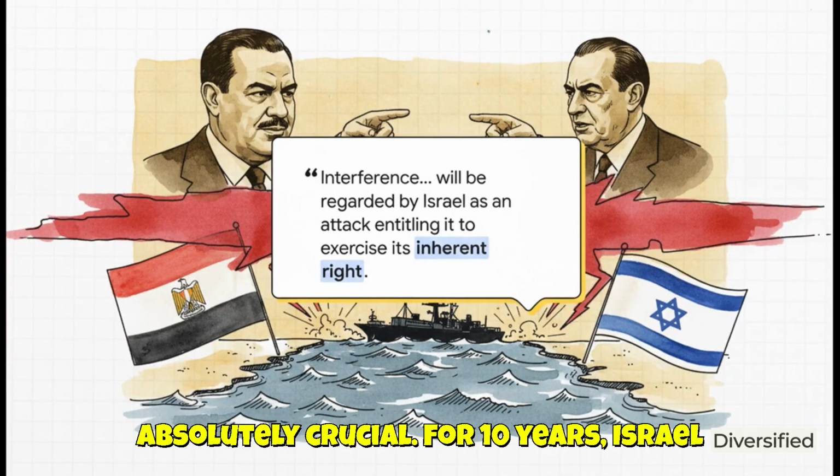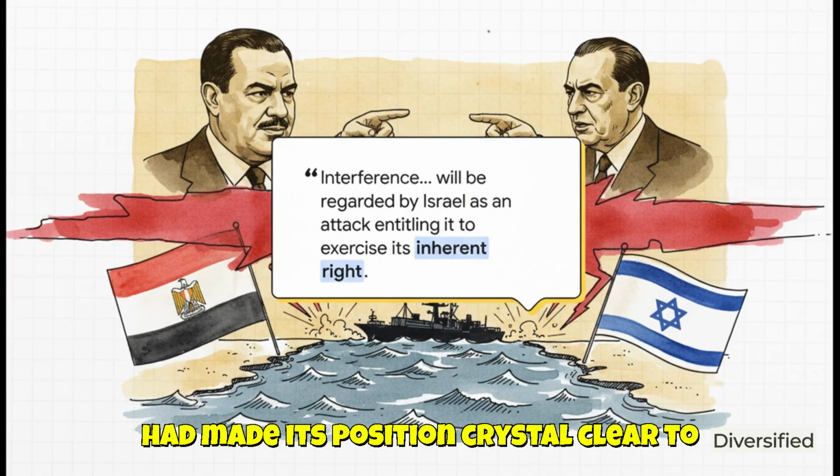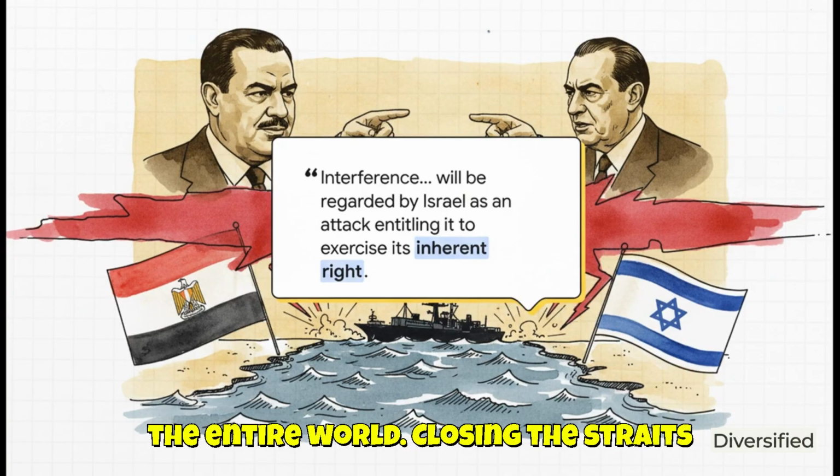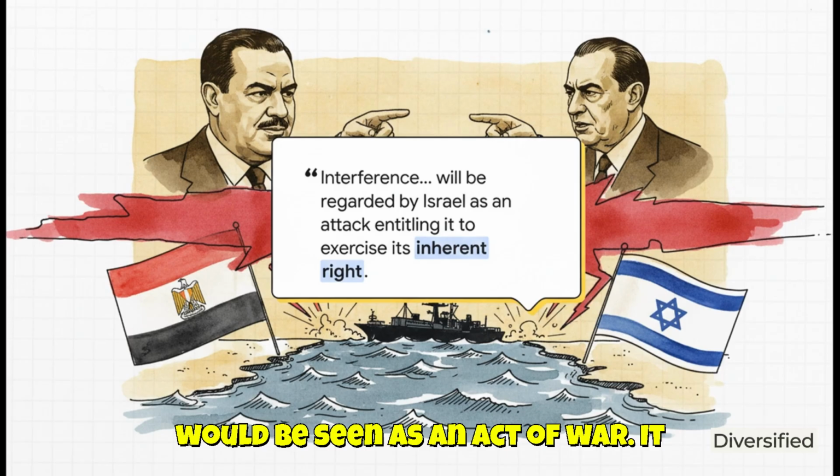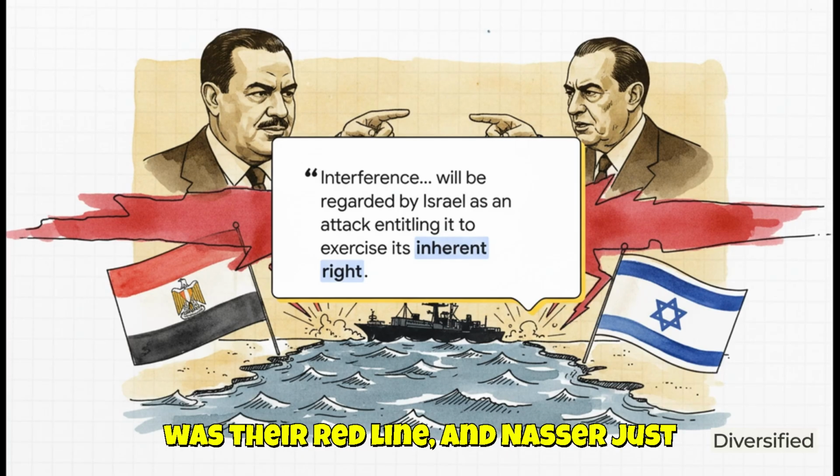Now, this is absolutely crucial. For 10 years, Israel had made its position crystal clear to the entire world. Closing the straits would be seen as an act of war. It was their red line, and Nasser just stepped right over it.